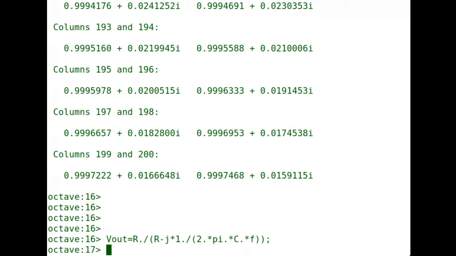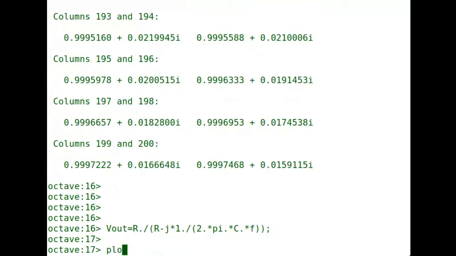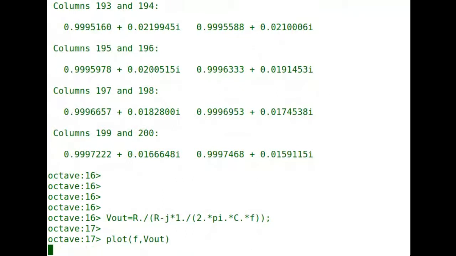Now what we can do is plot this. I can create a figure, and if I just type plot, it'll create a figure. So I'm going to plot frequency versus voltage out. This is where I'm going to have to switch back and forth between screens, because when I plot this, it generates a plot, and the plot looks like this, and it doesn't look very nice.